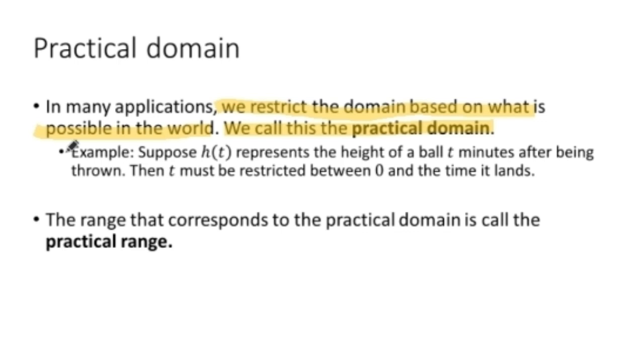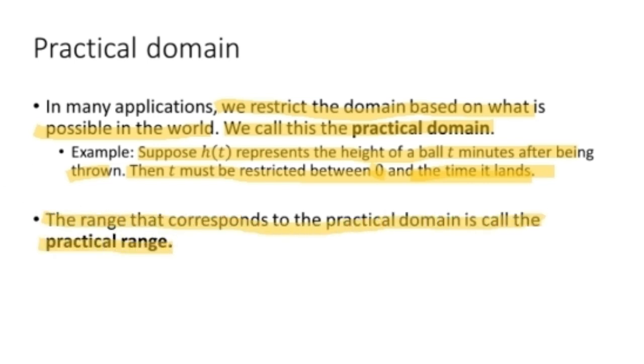As an example, suppose h of t represents the height of the ball t minutes after being thrown. Since we can't go backwards in time, the smallest value for t would be 0. But what would be the largest t we could use? Well, once the ball hits the ground, it stops moving. So the highest value of t is going to be whatever time the ball hits the ground, when the motion actually stops. So we're going to restrict t between 0 and the time it lands. Now, the range that corresponds to the practical domain, we call the practical range.